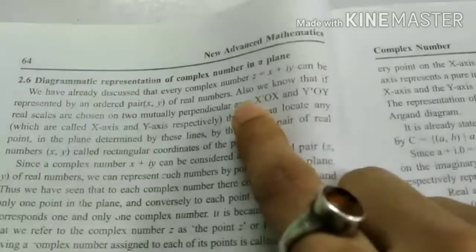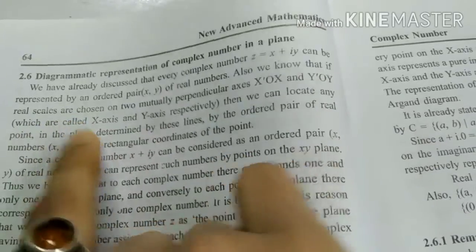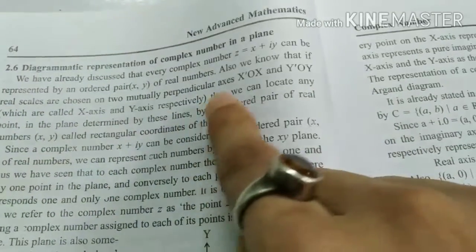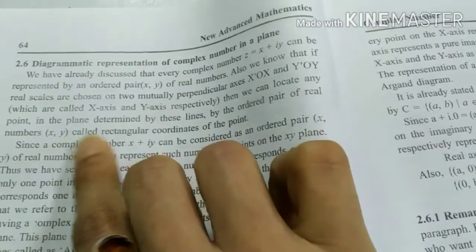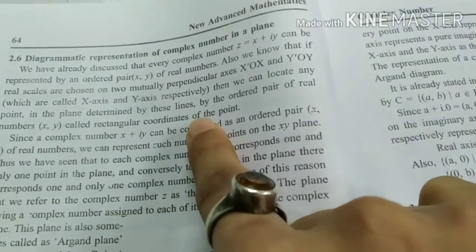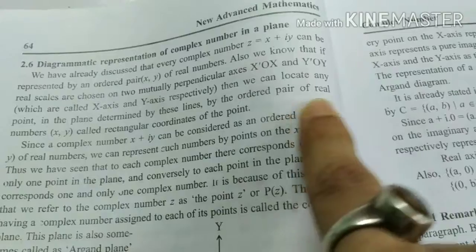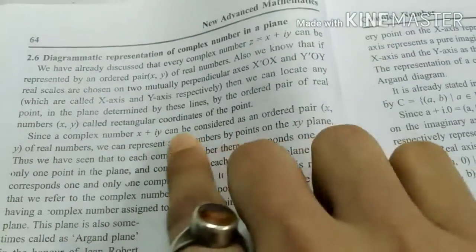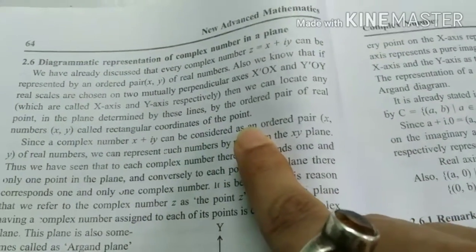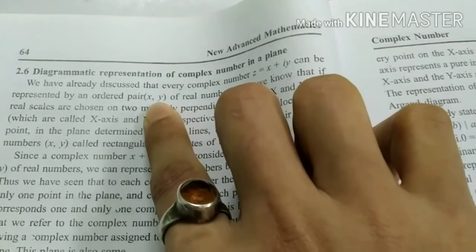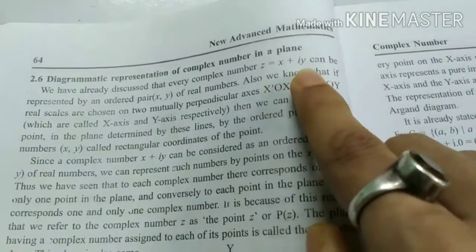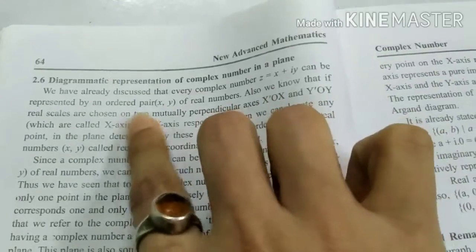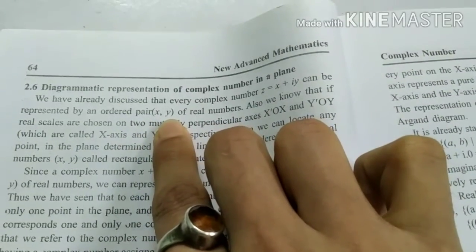Okay, and we also know that if the real scales are chosen on two mutually perpendicular axes, x-axis and y-axis, then we can locate any point in the plane determined by these lines by the ordered pair of real numbers x, y, called the rectangular coordinates of the point. Yes, so first of all, we know that a complex number, which is x plus iy, I can write as the ordered pair x comma y.